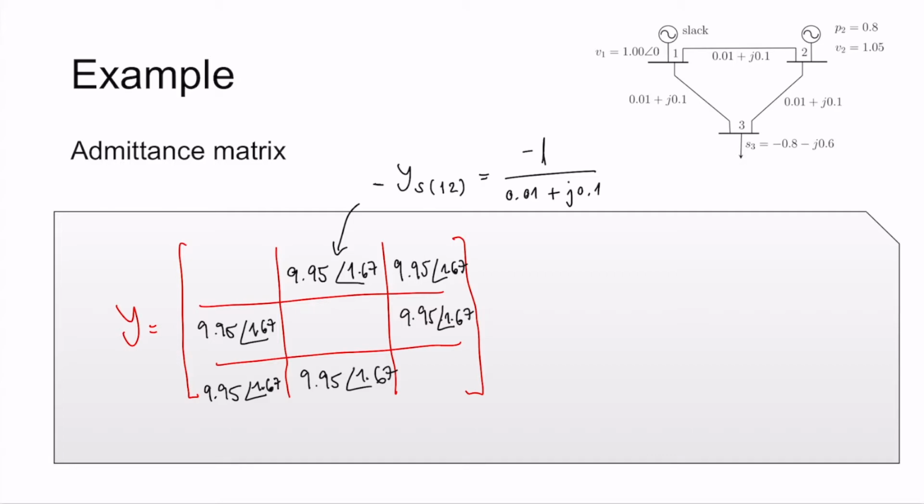Then I need to compute what are the diagonal elements. I have only series elements, so I do not have any in shunt. It will be easy. I just need to sum up those elements of the same row or the same column and change the sign. Okay, I have the same for the others. So I have already my admittance matrix.